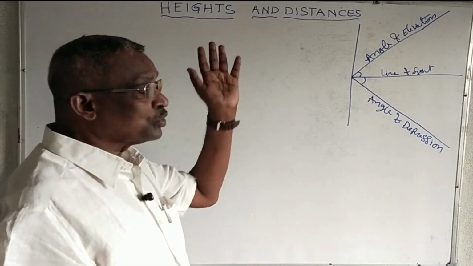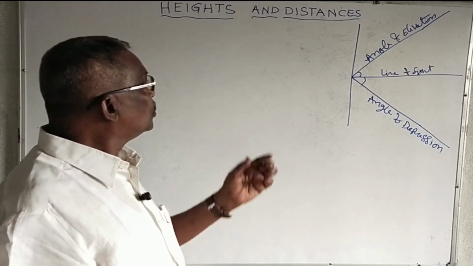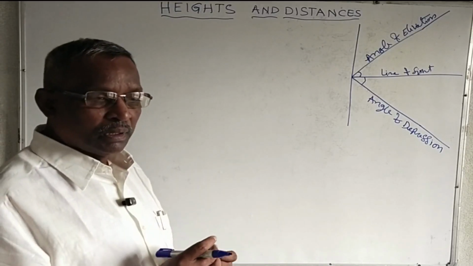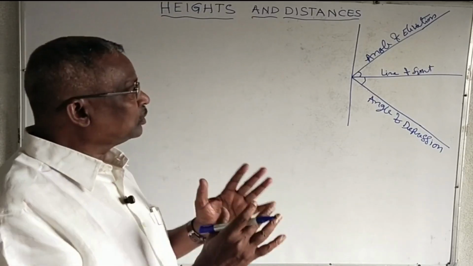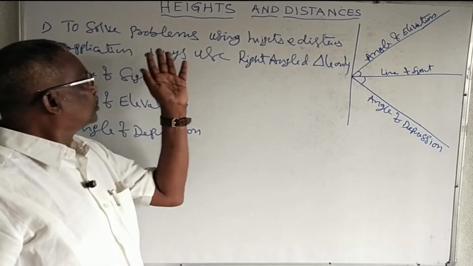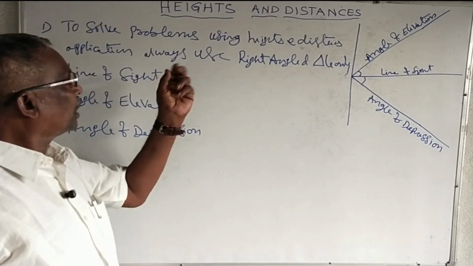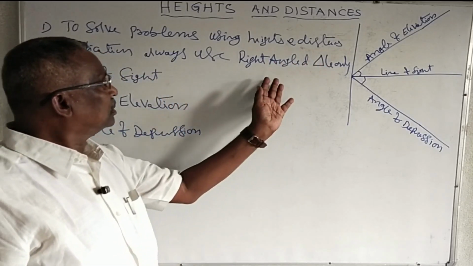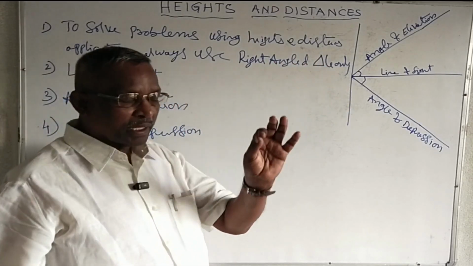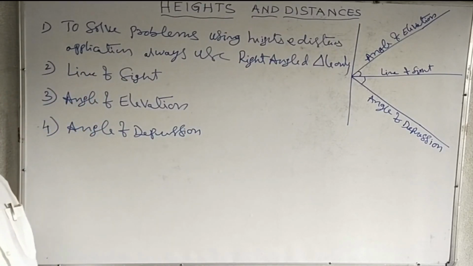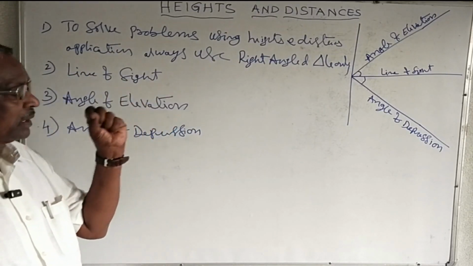Next, to solve problems using the heights and distances application, first of all we must know one thing: the triangle should be a right angled triangle. To solve any problem using heights and distances, use a right angled triangle only. This is the first point. Then comes the second point, line of sight.